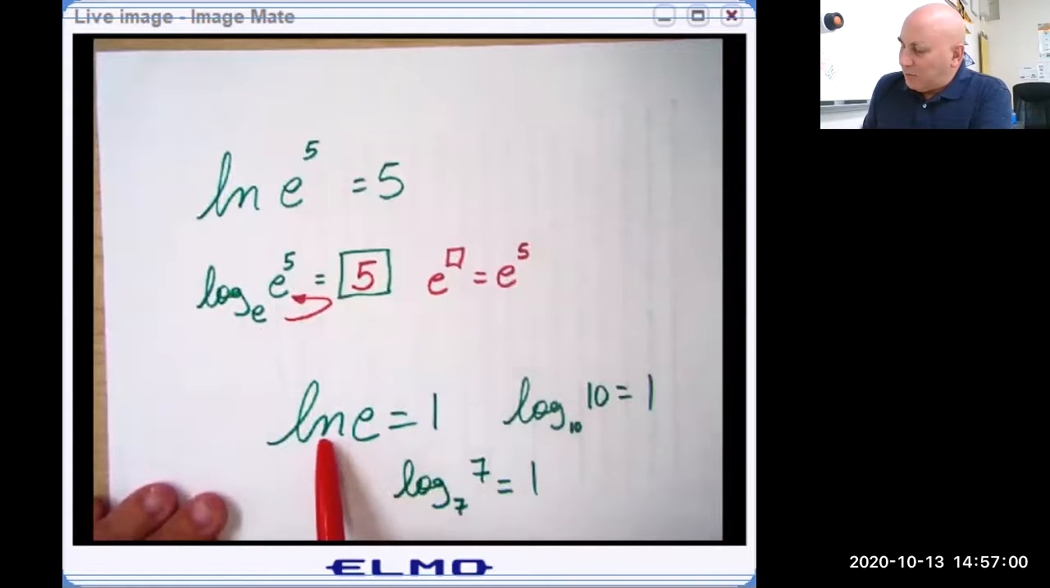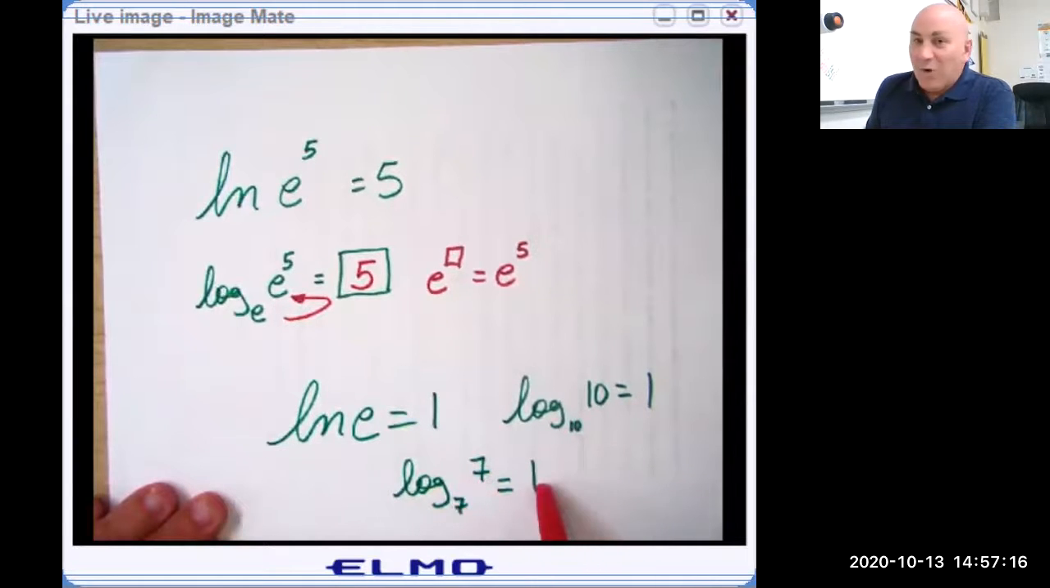What is the exponent of e that gives me e? 1. What is the exponent of 10 that gives me 10? 10 to what power is 10? 1. The exponent of 7 that gives me 7, 7 to what power is 7? 1.